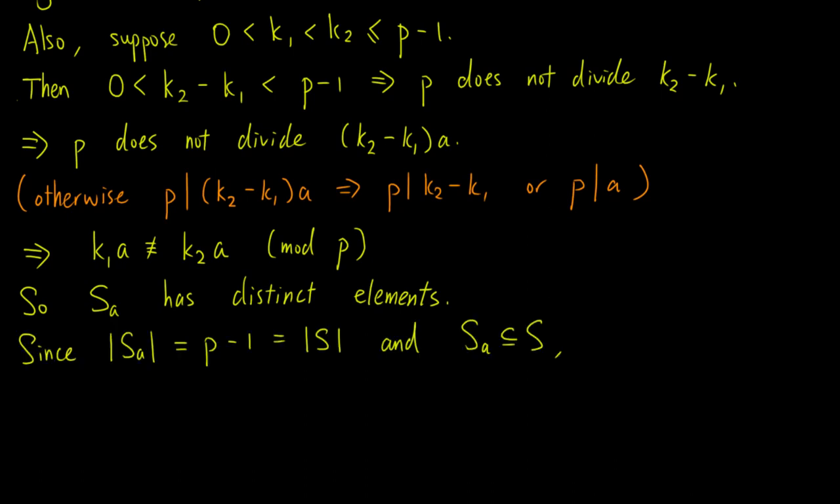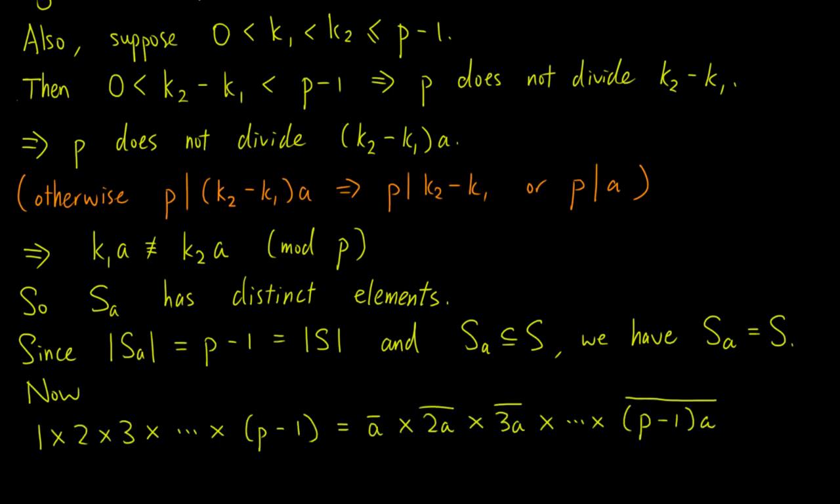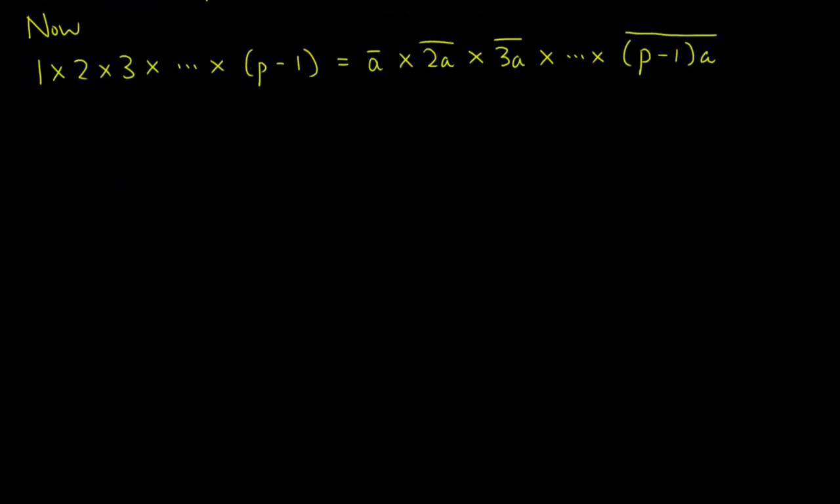Since the size of SA equals p minus 1, which is equal to the size of S, and also SA is contained in S, we have that SA is equal to S. Now, the product of the elements of SA and S are equal. In other words, 1 times 2 times 3 times all the way to p minus 1 is equal to a bar times 2a bar times 3a bar times all the way to p minus 1 times a bar.